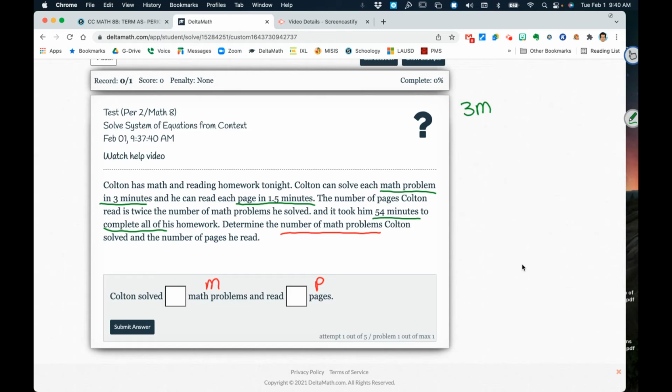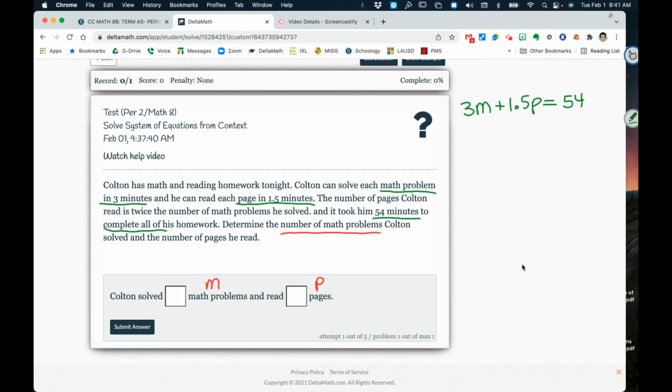Let's do the minutes for reading the pages. That's 1.5 minutes, right? And how many did he read? What are we calling it? P. So it's 1.5 times P, or 1.5P. And that should total up to 54. So there's one equation, 3M plus 1.5P equals 54. This one deals with how many minutes.